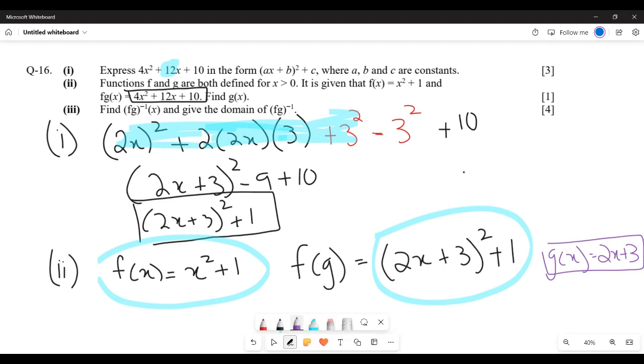Okay. Part 3 is find fg inverse and give the domain of fg inverse.